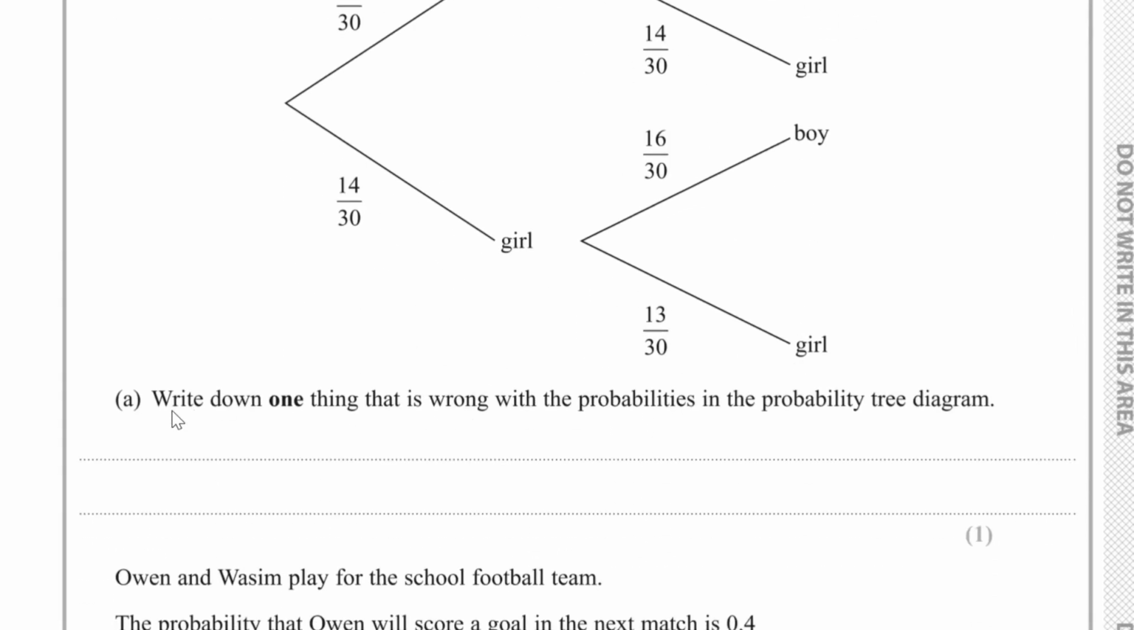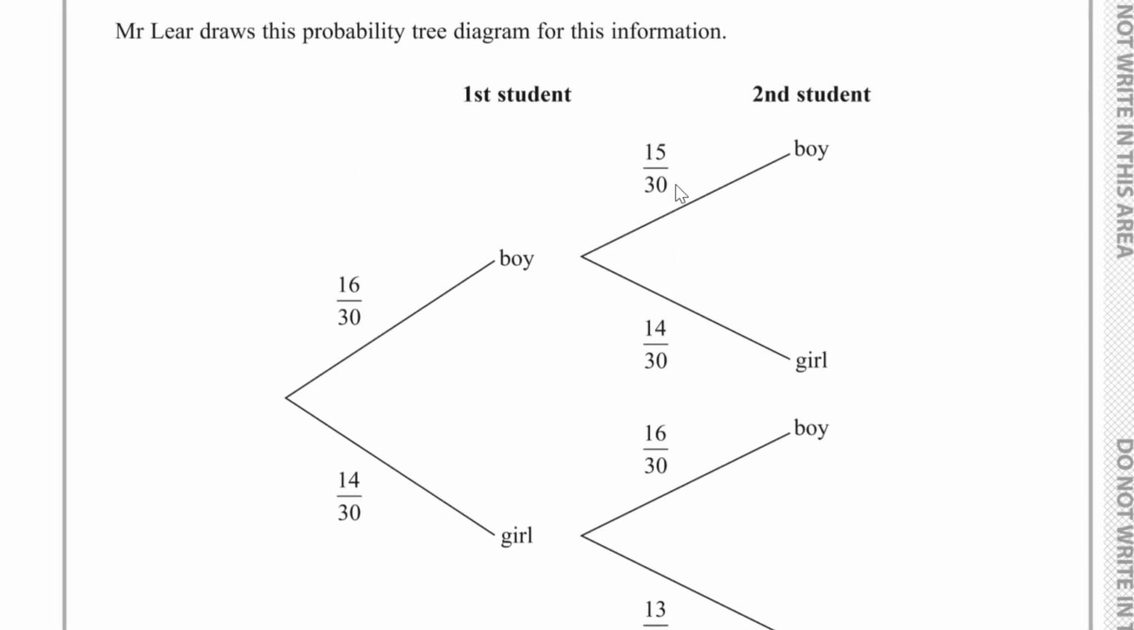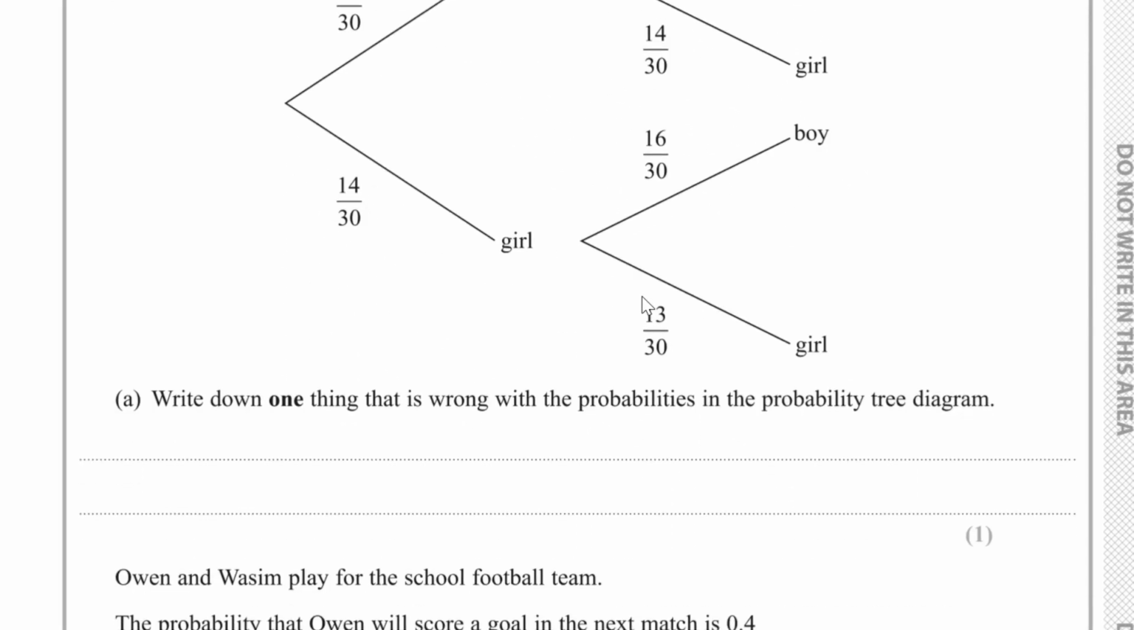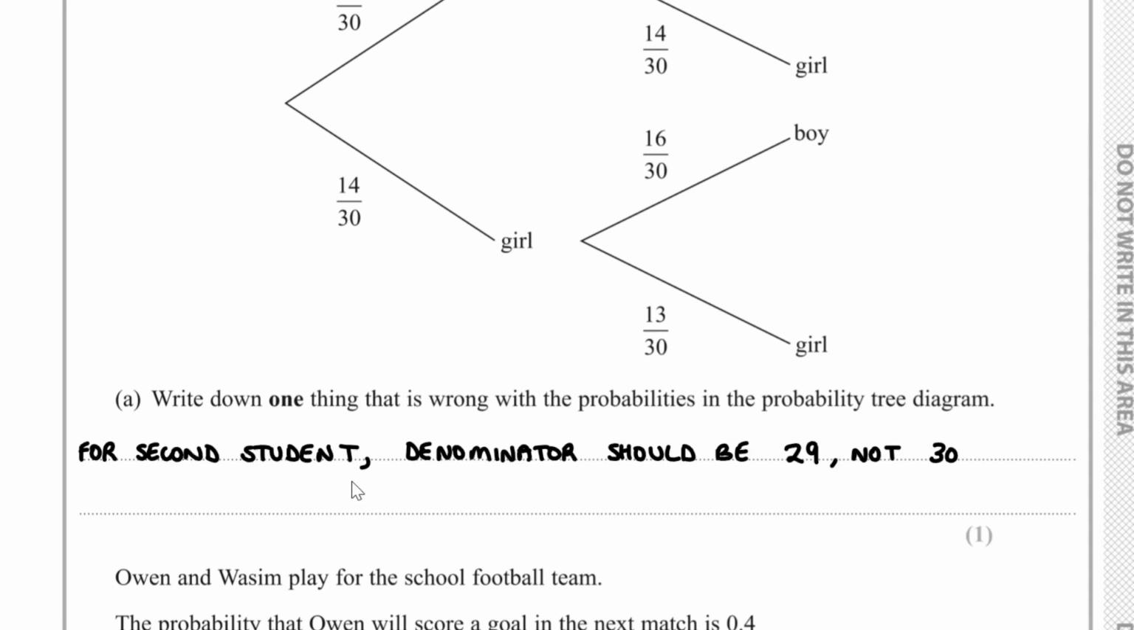And for part A, we have to write down one thing that is wrong with the probabilities in the probability tree diagram. Well, here we need to assume that he doesn't replace. So in other words, once he's picked a student, that's it, the student's picked. So for the second student, the probability should be out of 29. So for the second student, the denominator should be 29, not 30.